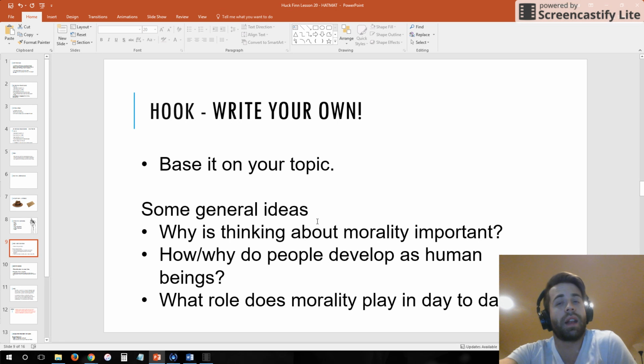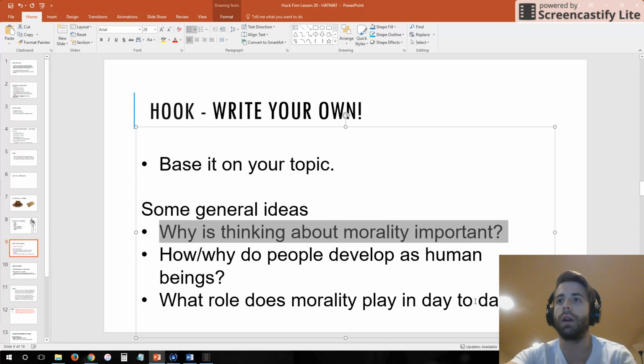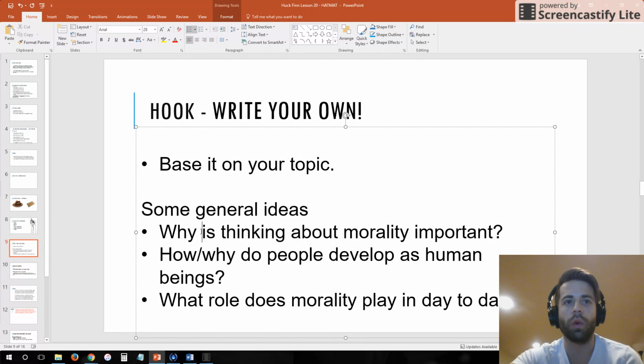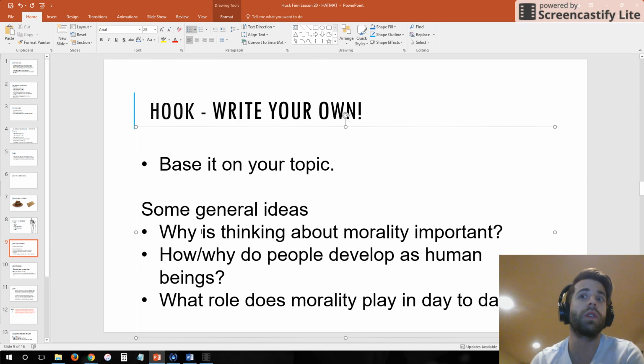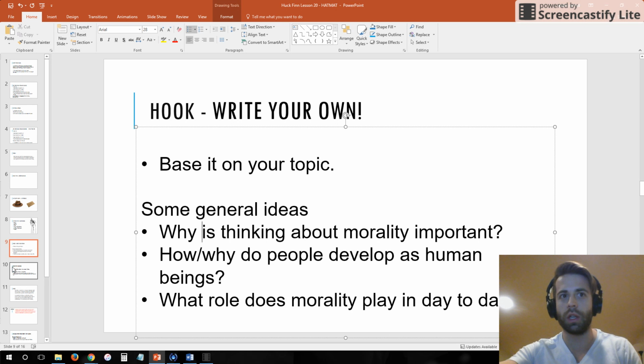Some ideas that I brainstormed before I even wrote down my hook or my thesis were: why is morality important? Or maybe why and how do people develop over the course of their lives? What gives us the sense of, okay, this is the right thing to do and this is the wrong thing to do? Or even, what role does morality play in our day-to-day lives? Answering any of those questions will be broad enough to get your reader to start thinking, okay, this is what the paper is going to be about. I can follow this. I'm on board. I think thinking about morality is a good thing.